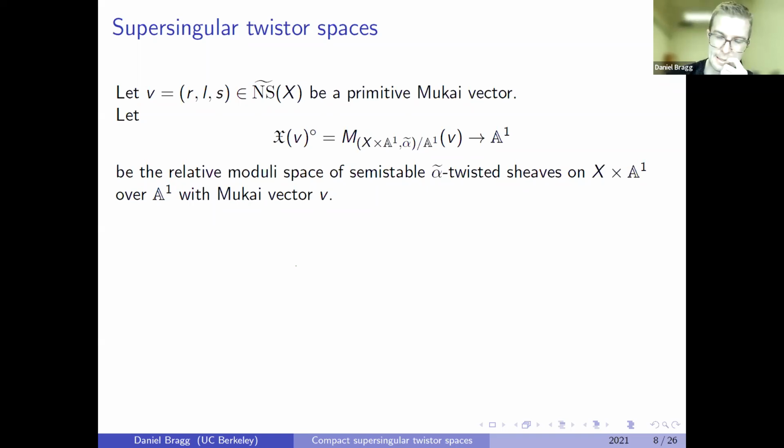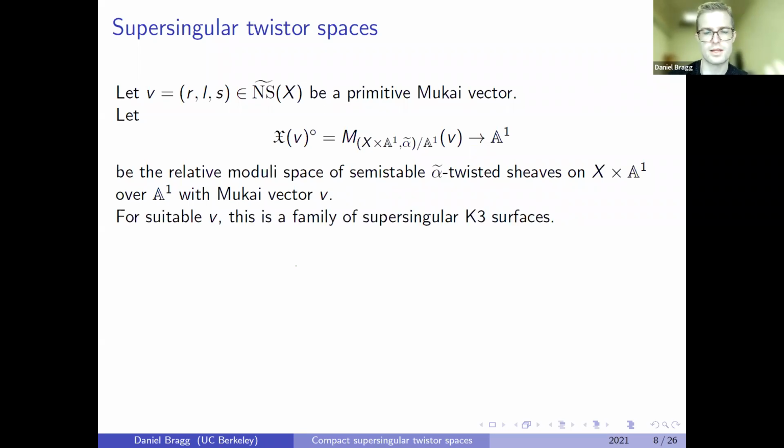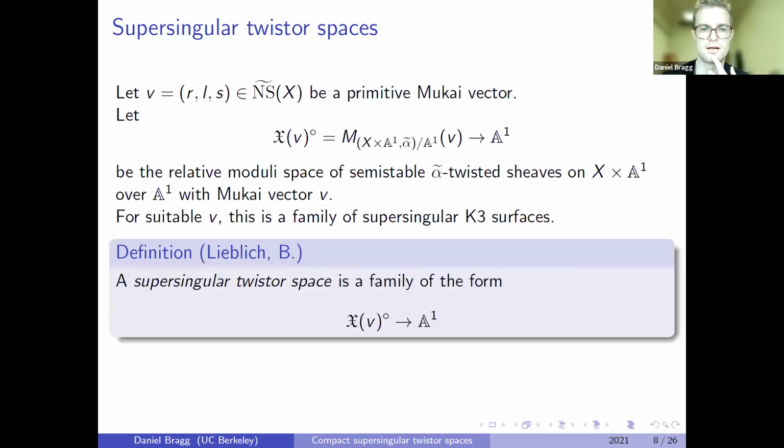Okay, and in this specific setting, these moduli spaces are very nice. If you pick V appropriately and pick your polarization appropriately, then you can get out, for instance, a family of K3 surfaces. And in this case, the K3 surfaces are going to be supersingular. Okay, so this construction is what we call supersingular twistor spaces.